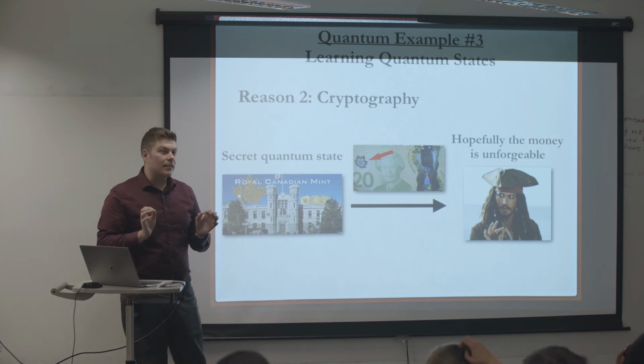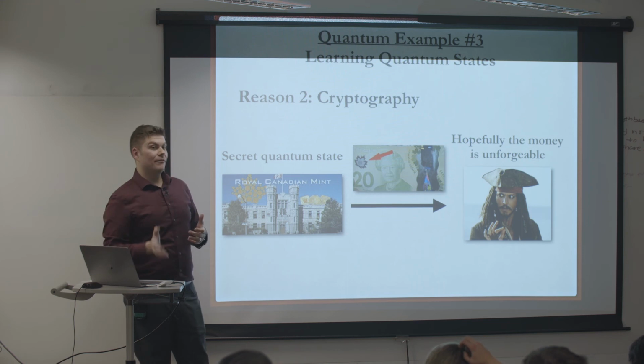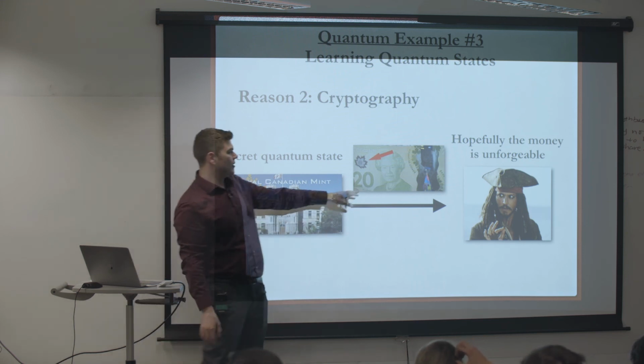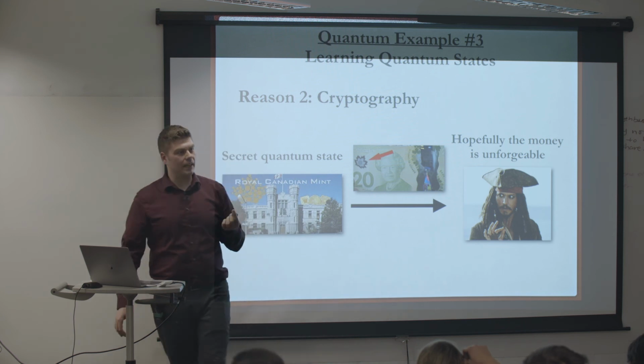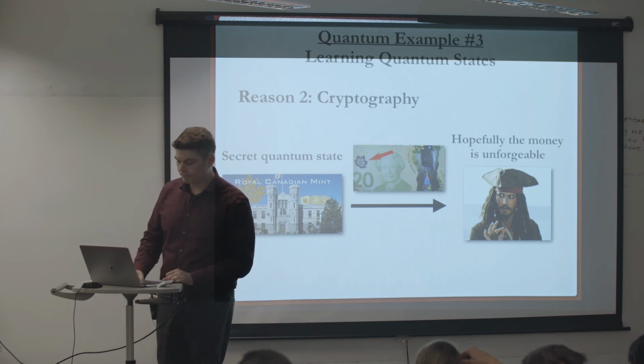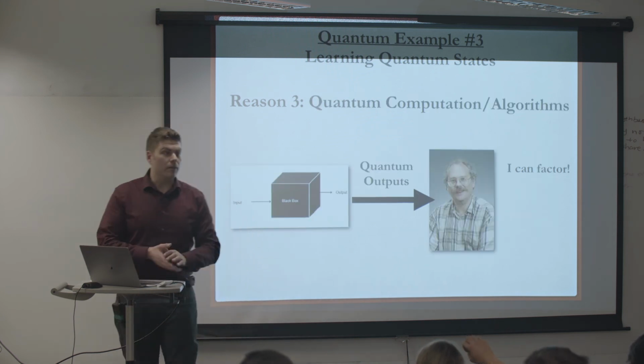And this is physically unforgeable money. It's just not inconvenient. Okay? If you have enough money, you can just copy these things, but physically, you can't. Okay? If there's quantum algorithms.